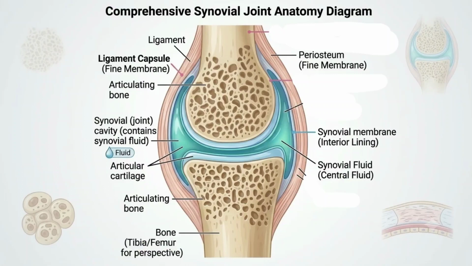The synovial membrane lines the inner surface of the fibrous capsule. It does not cover the articular cartilage. One of its major functions is to produce synovial fluid. Synovial fluid helps to lubricate the joint and contributes to the natural nutritional environment of the articular cartilage. This allows the joint surfaces to move with relatively low friction.